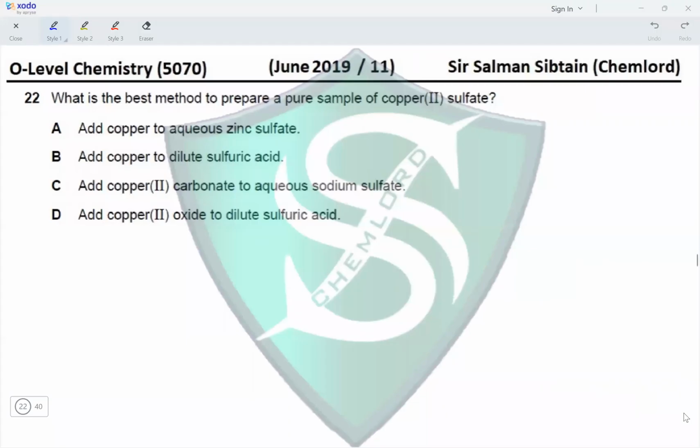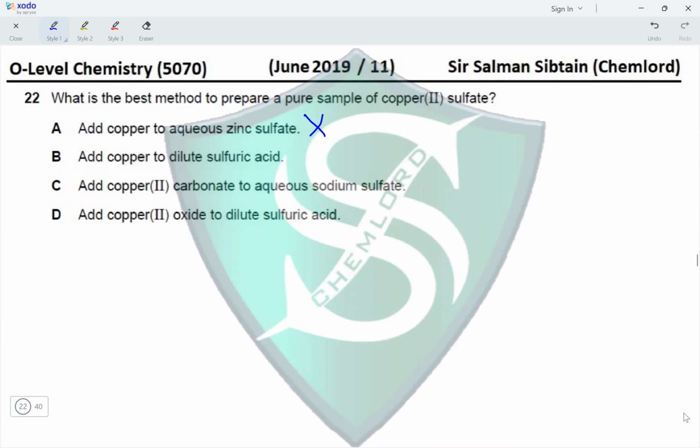Question 22. What is the best method to prepare a pure sample of copper 2 sulfate? So now we have a salt that is soluble in water. So the method of preparation would be with an insoluble salt dissolving in an acid. That would be the method of preparing a soluble salt. So add copper to aqueous zinc sulfate. Copper is less reactive than zinc. It will not displace zinc.